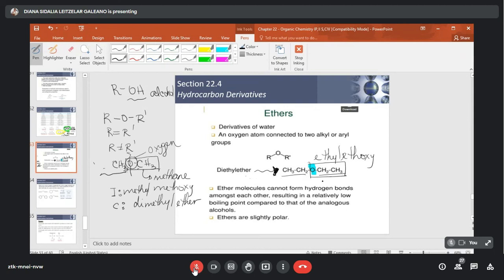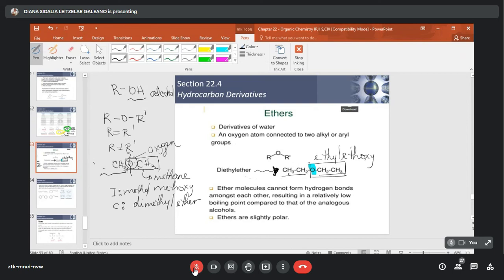These compounds were used at the beginning as anesthetics. The problem is that the side effects they have were terrible. Still, any anesthetic that is used on us gives us a side effect. Imagine these ones that were the first. They were terrible. So they were considered to be derivatives of water, but usually since we have the carbon, it's from alcohol. An oxygen atom is connected to two alkyls or aryl groups, aryl meaning aromatics. This is the general formula.